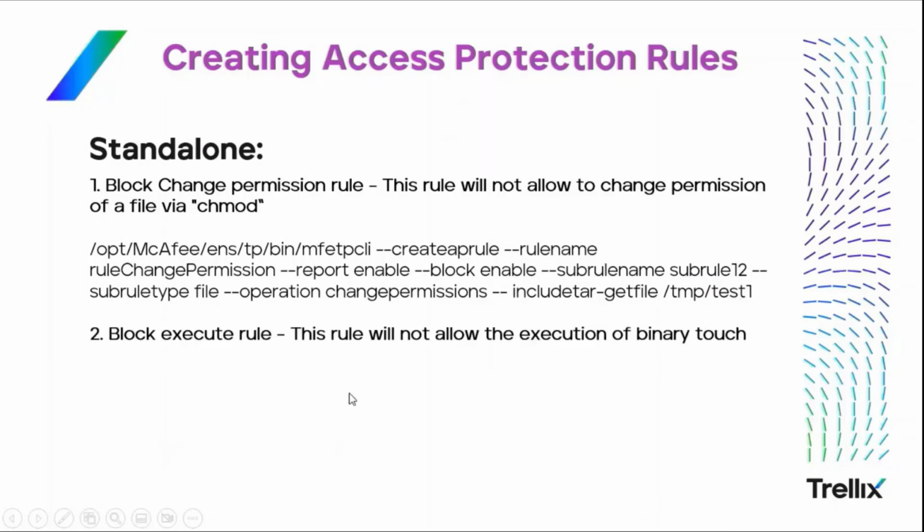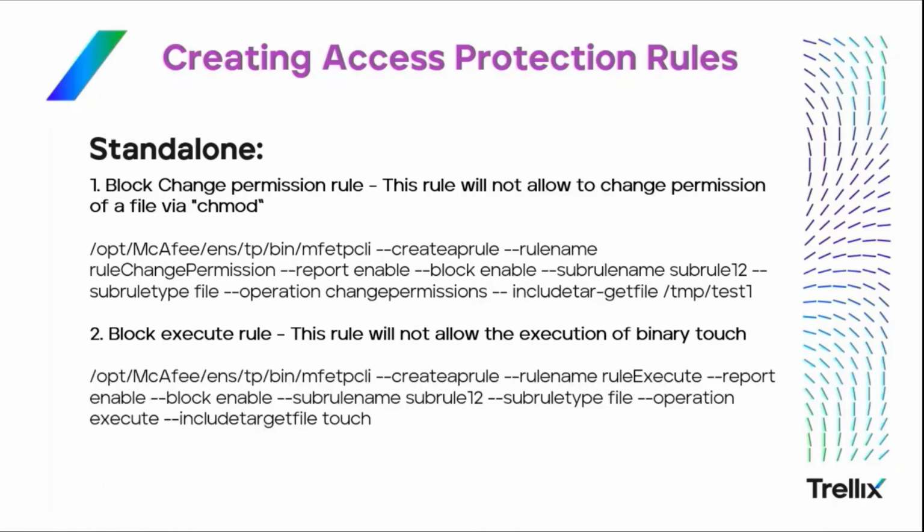The second one will be a block execute rule, which will block execution of any operation using the touch command. In this case, it will be creating a file using the touch command. So the rule will look something like this. Using the same MFETP CLI, we are creating a rule. Same as the above rule, we are reporting as well as enabling block. We have a subrule. The operation will be execute, that is to block and report execution, and include the target file or the process touch.